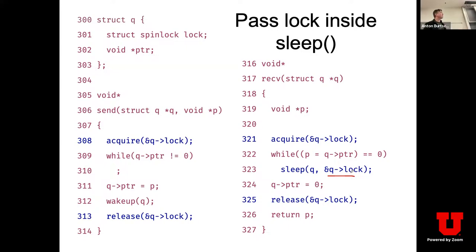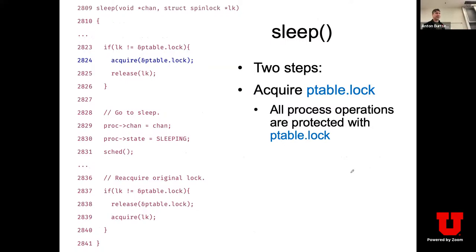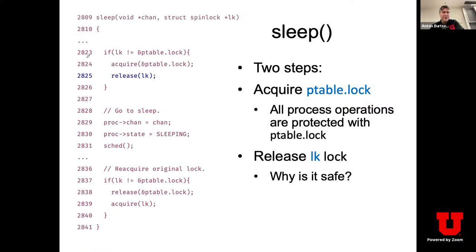So the way to do it is to actually rely on yet another lock. It's kind of a two-step process. When you go to sleep here inside the kernel, or inside your runtime, but I'll talk in terms of the kernel, you acquire yet another lock. There is another lock, the process table lock, which controls all operations on processes, right? For example, the wake up will also be guarded by this lock, right? So you first acquire this process table lock. And then in the next line, you release the lock which someone passes to you, right?